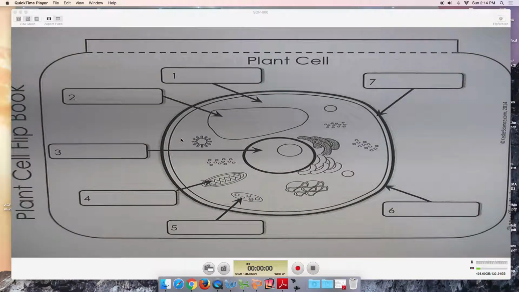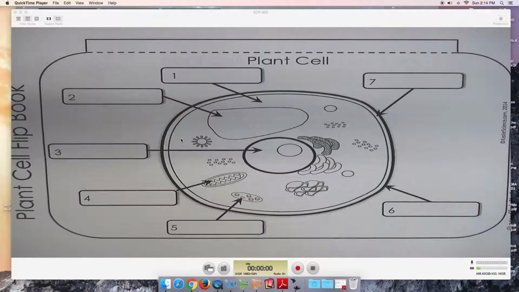So here we are on lesson 2. You should have gotten a handout. It has 2 parts. I guess technically it's lesson 4 because you had one with the picture, then you had one with the functions. We're going to do the same thing with plant cells this time instead of animal cells. Plant cells are slightly different than animal cells, and you really have to be aware of what the differences are.